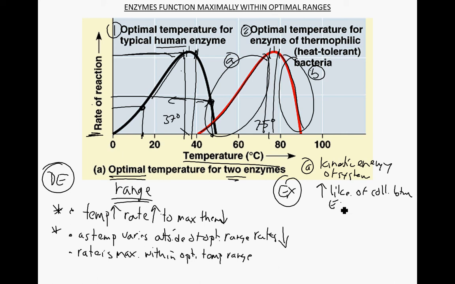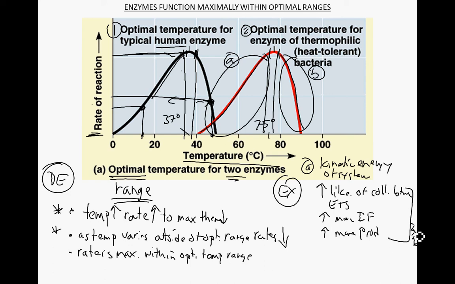between enzyme and substrate. Well, if you increase the likelihood of collisions between enzymes and substrate, then you're going to get more induced fit between enzymes and substrates, and you're going to get more product made per unit time. So all of this is per unit time. This is why the rate is increasing as you increase the temperature.